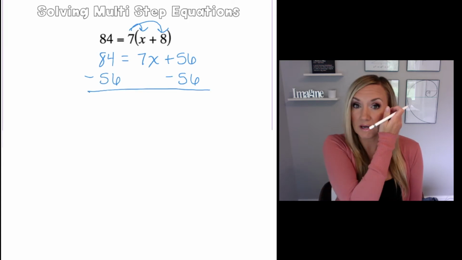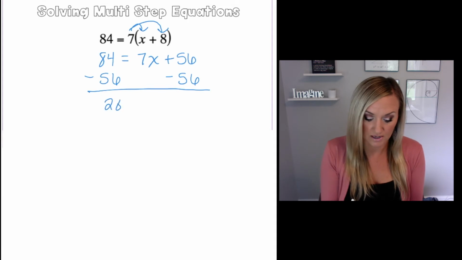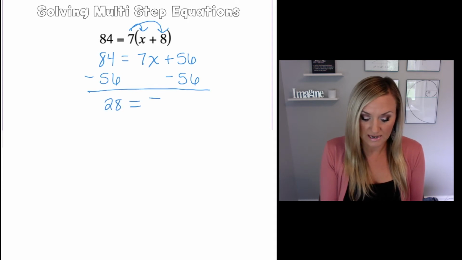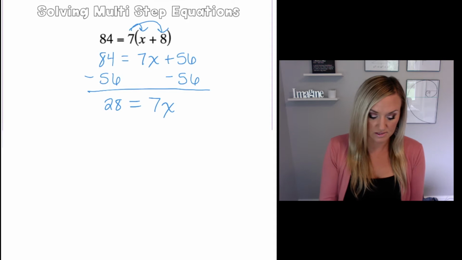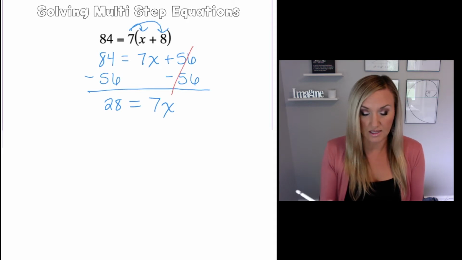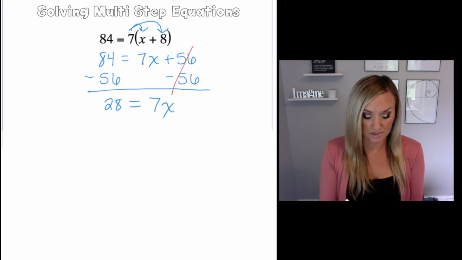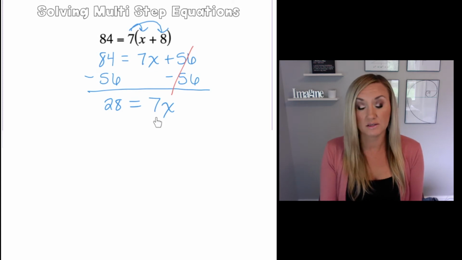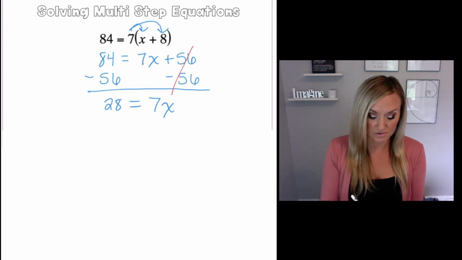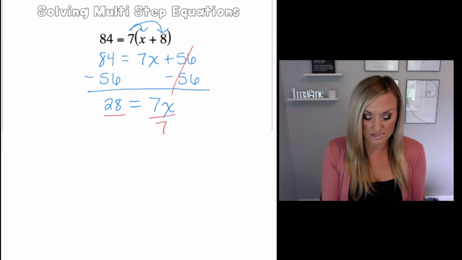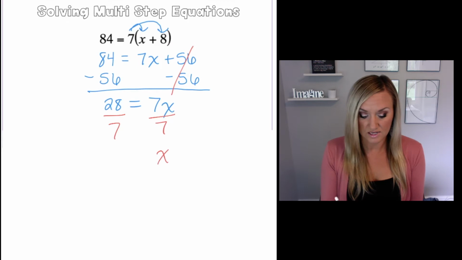And 84 minus 56 gives us 28. And 28 now equals the 7x because these cancel. All right, so the last step is to divide because 7 is multiplying this x, and the opposite of multiply is divide. So now we need to divide by 7 on each side, and x now gives us a final answer of 4.